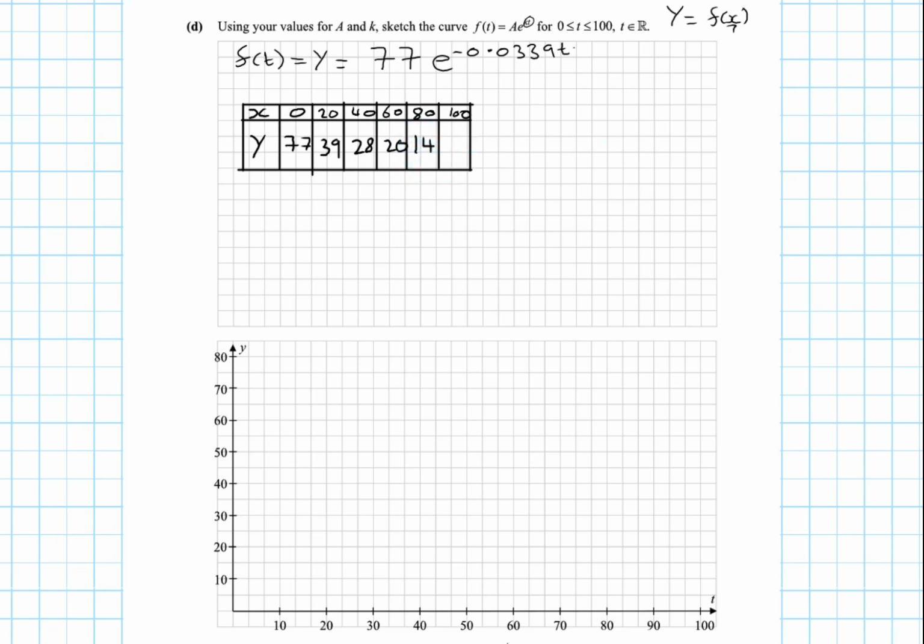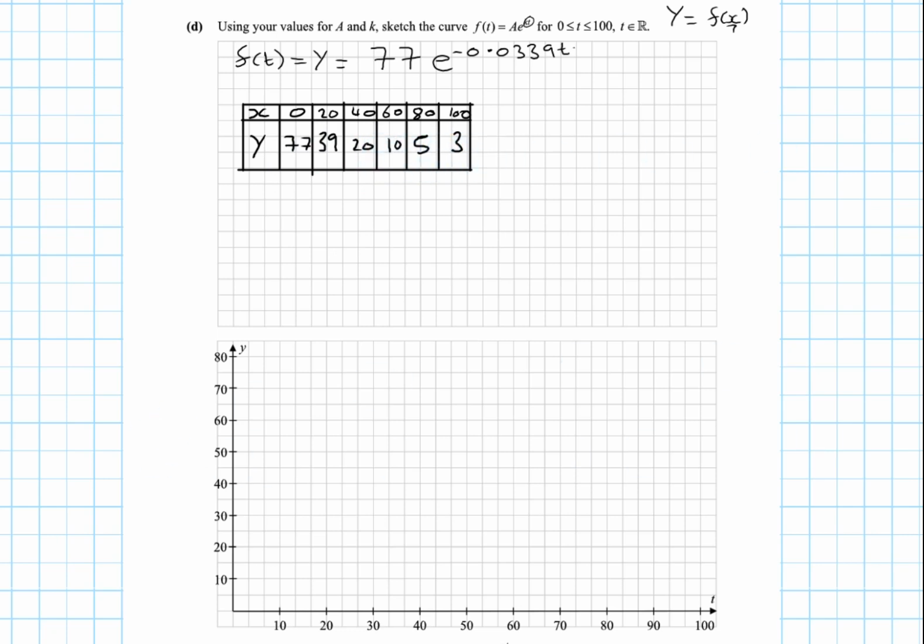Oh, sorry. I was doing that wrong. I was going up in intervals of 10. So 39, 20, 10, 5, and 3. So we can see that it jumps considerably between the first and second one, and then the difference between them gets smaller and smaller.